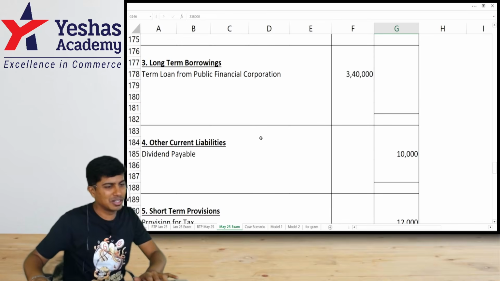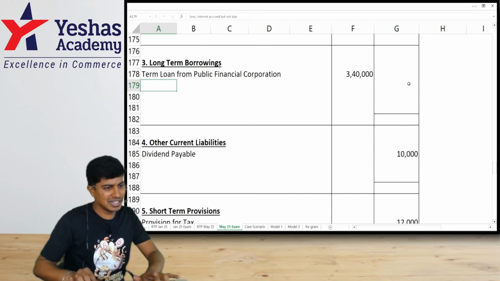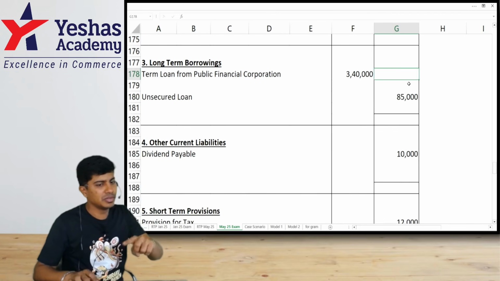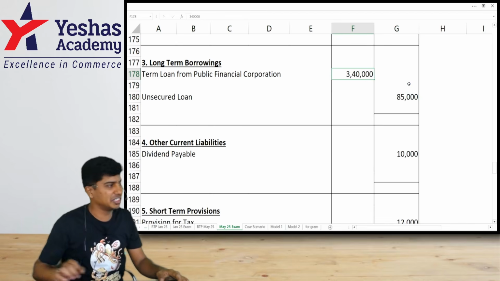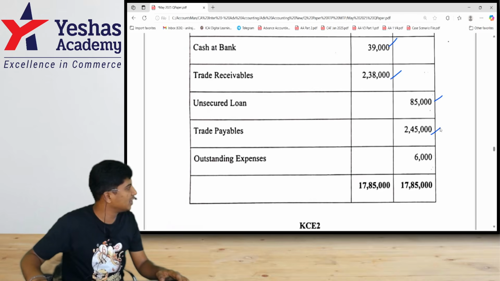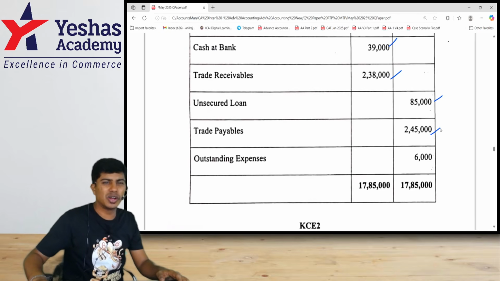Okay, I'll write it in my long term borrowings. What is that? Unsecured loan 85. 85 will go to the outer column. 340 will wait for interest in the inner column. Then we have trade payables 245. No adjustment, no need to draw notes to accounts.